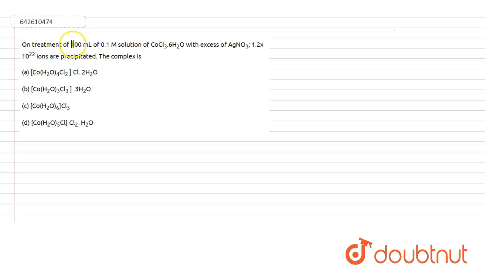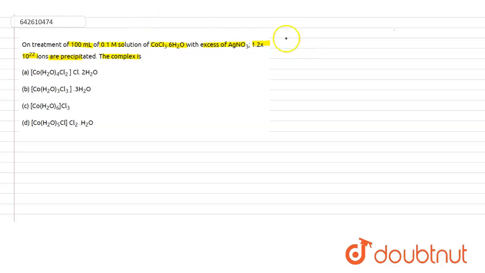Hello, so the question says that on treatment of 100 ml of 0.1 molar solution of CoCl3.6H2O with excess of AgNO3, we are getting 1.2 x 10^22 ions separated, right? So we have to find out the complex. This is a question of coordination chemistry, and let's try to solve it.